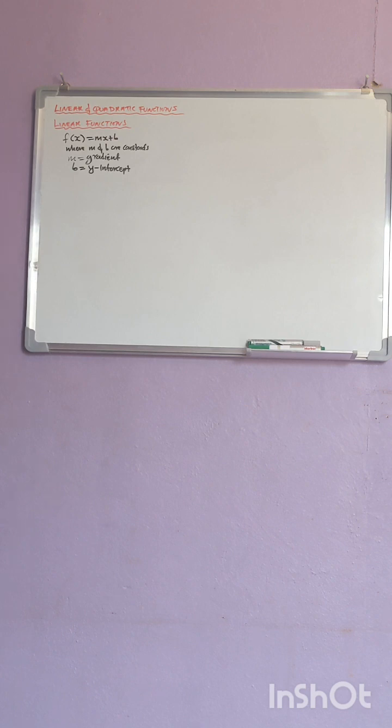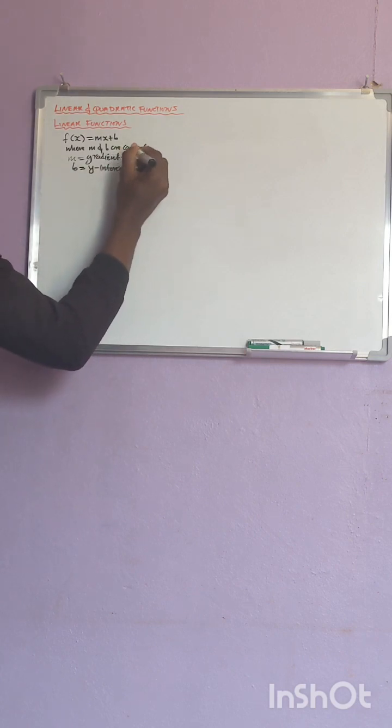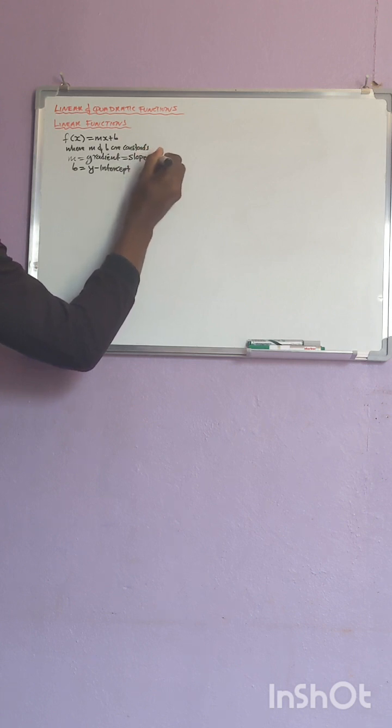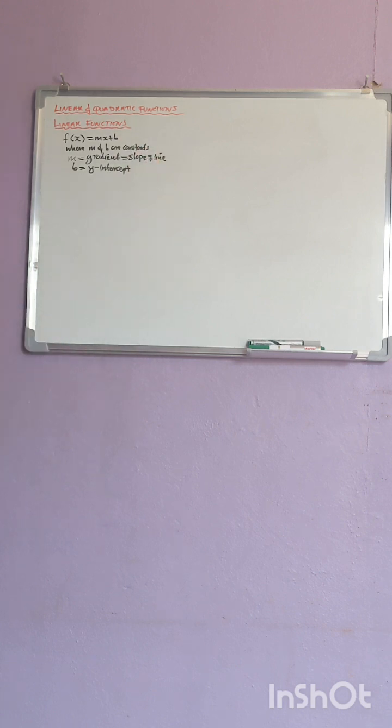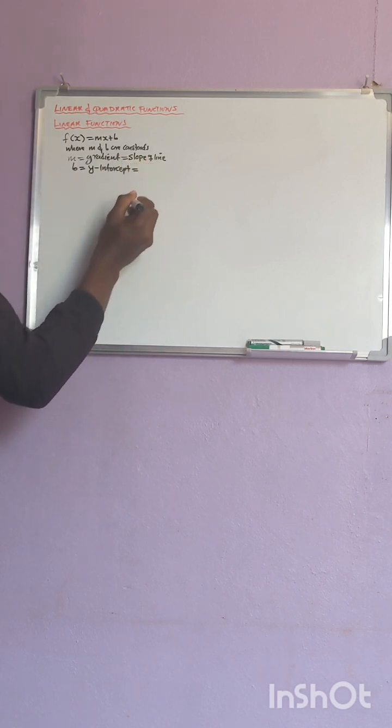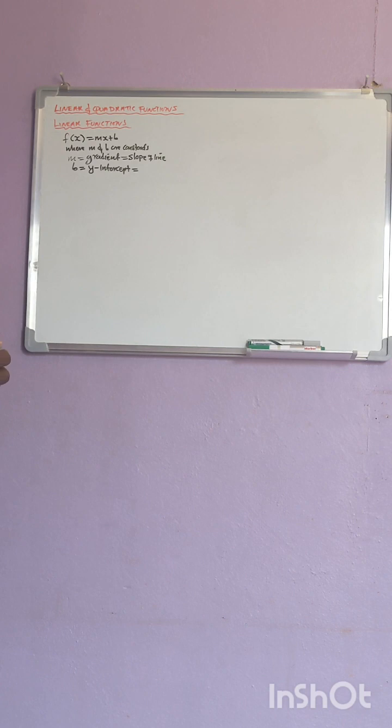These functions graph as straight lines. Therefore, m is the gradient or the slope of the line, and b is the y-intercept, or where the line crosses the y-axis.